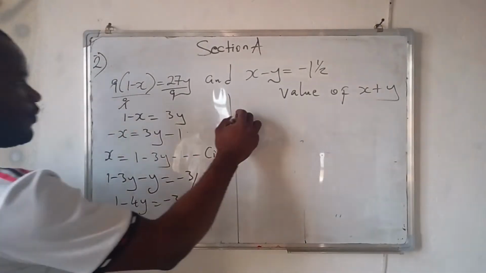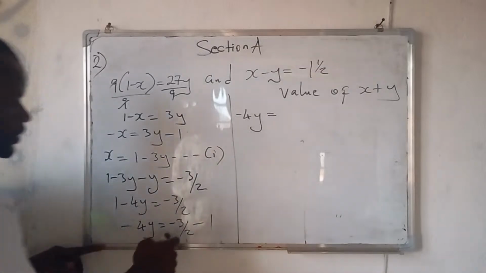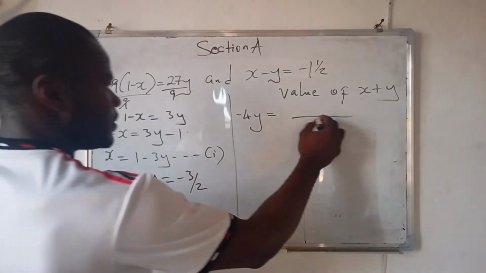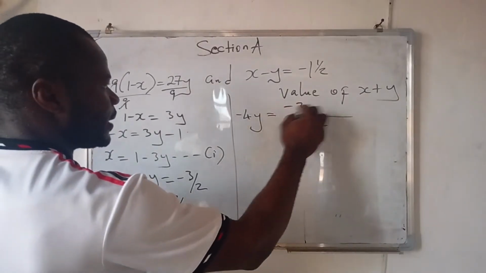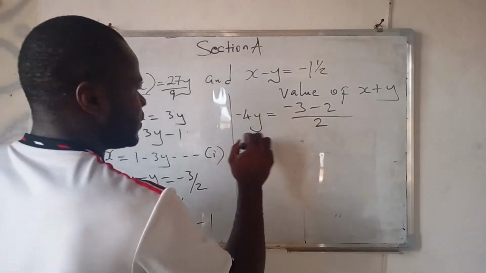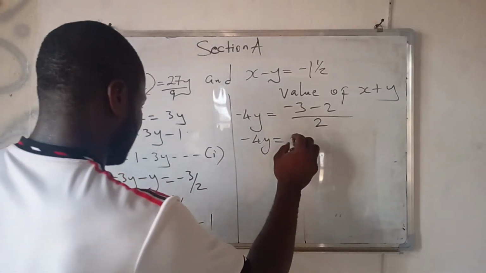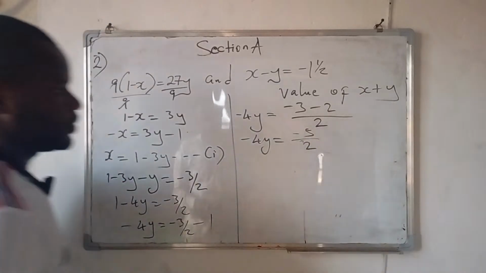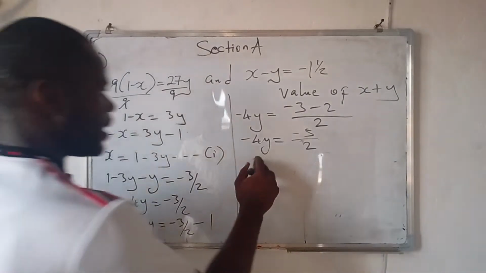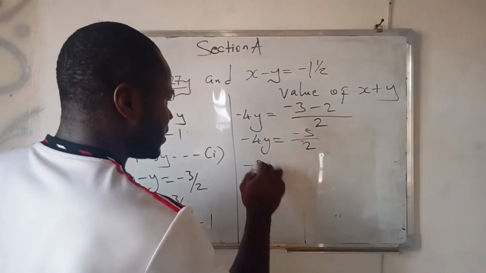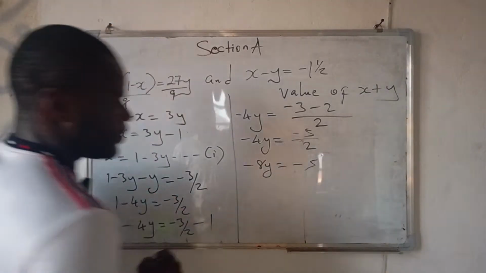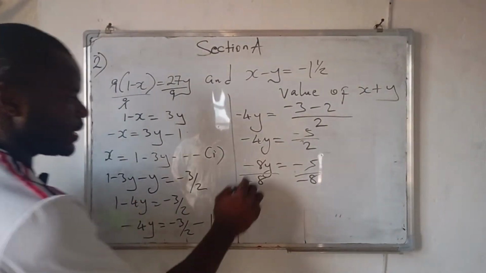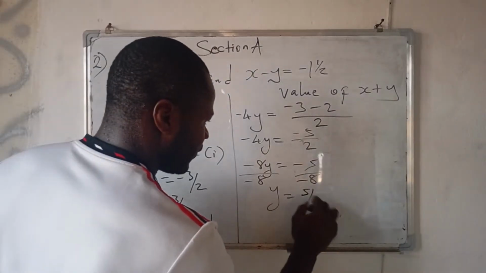Then, of course, we are going to have minus 4y is equal to, finding the LCM, the LCM is 2, we have minus 3 minus 2 over 2, which gives minus 4y is equal to minus 5 over 2. So here we have minus 8y is equal to minus 5. Making y the subject of the formula, we divide both sides by minus 8, and y will now give us 5 over 8.